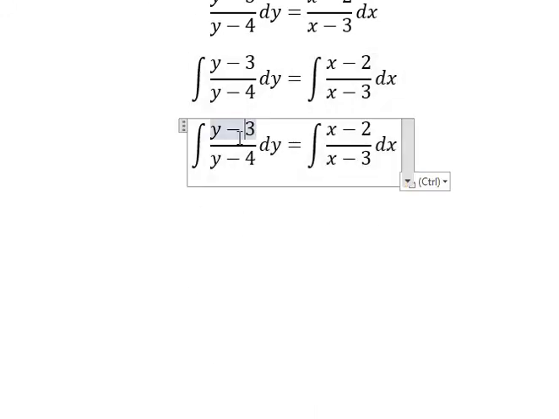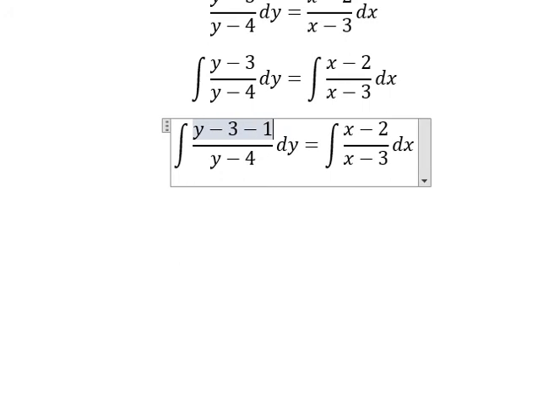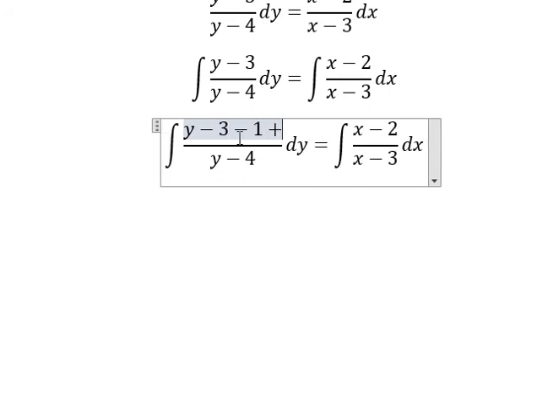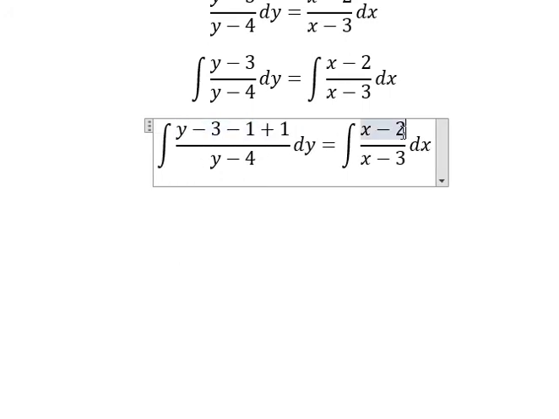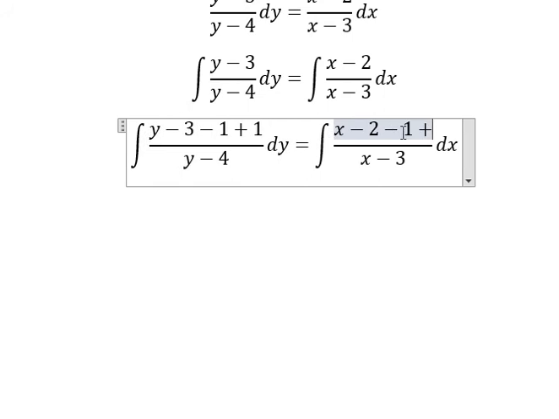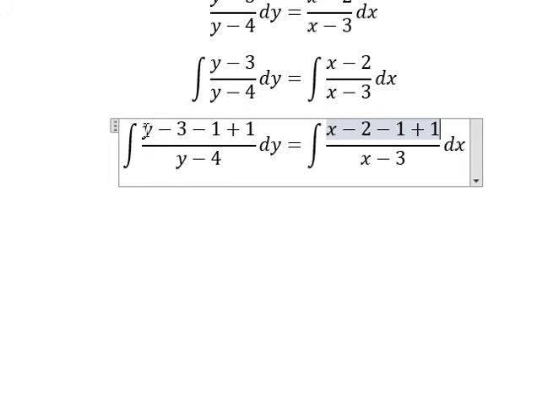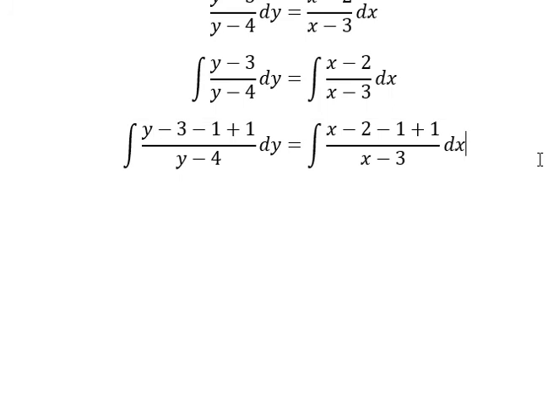So we need to add negative number 1. That means we need to add positive number 1. Similar, negative number 1, positive number 1. Because I want to create this one divided by denominator.